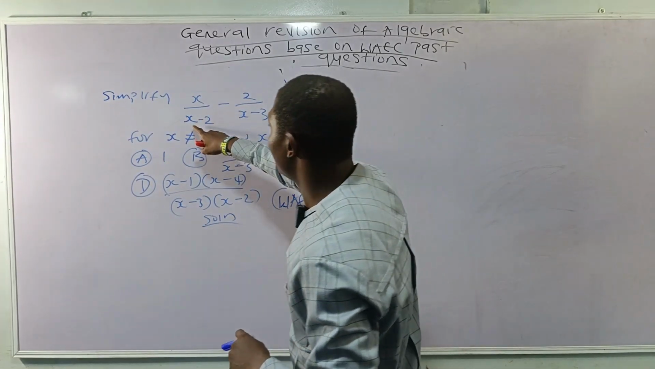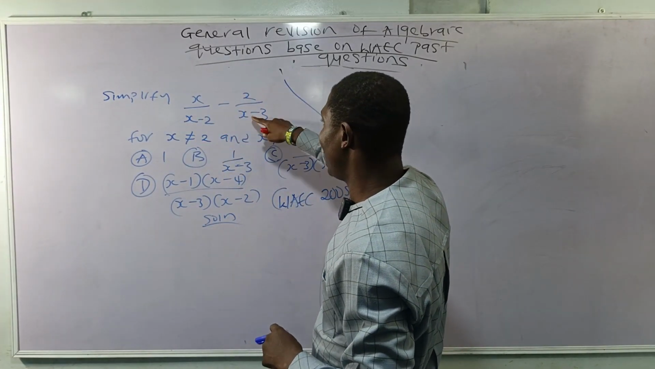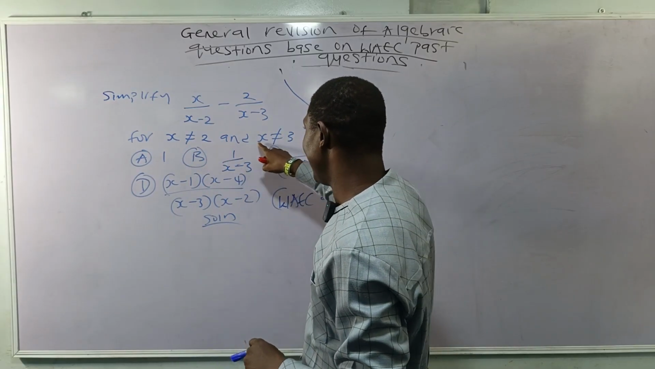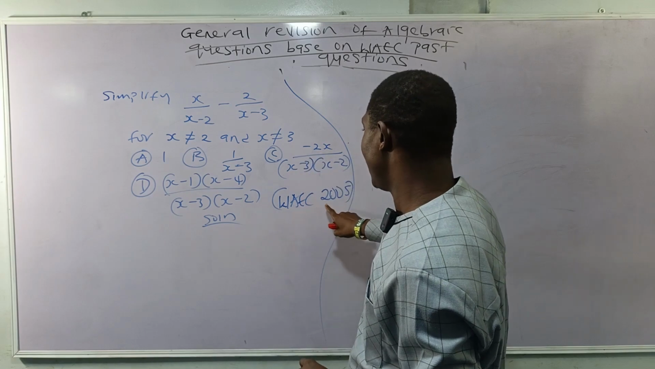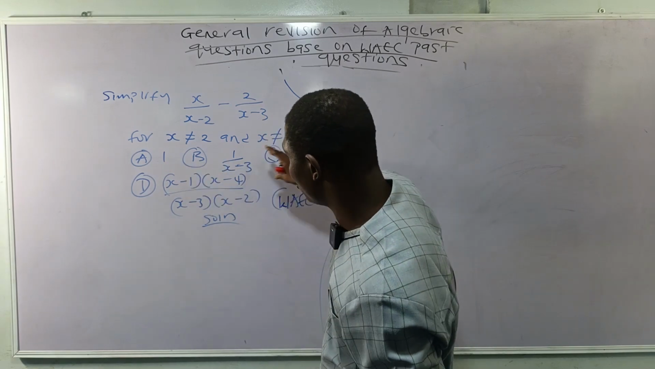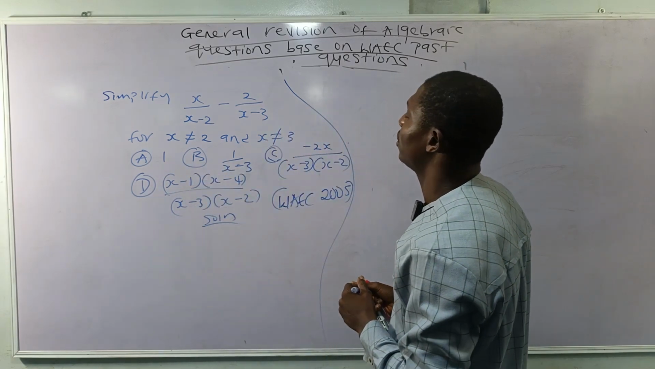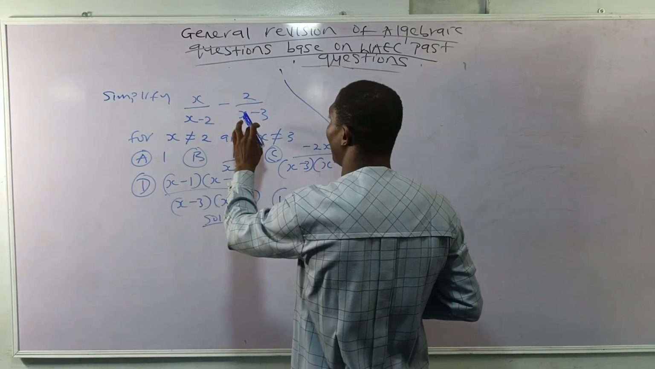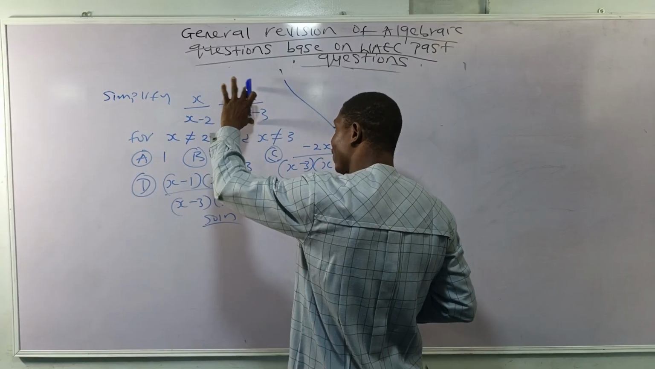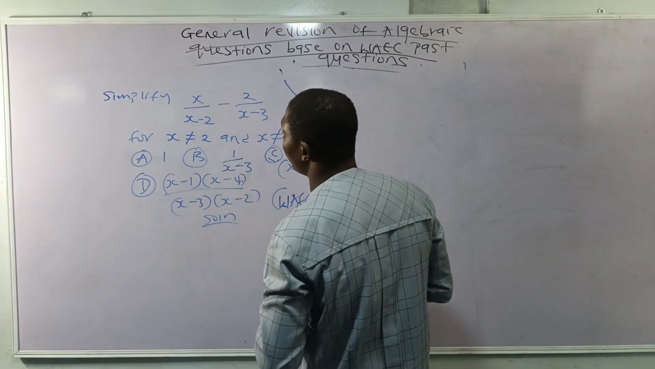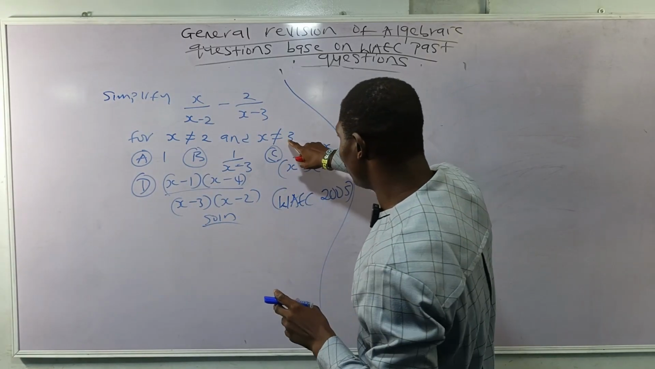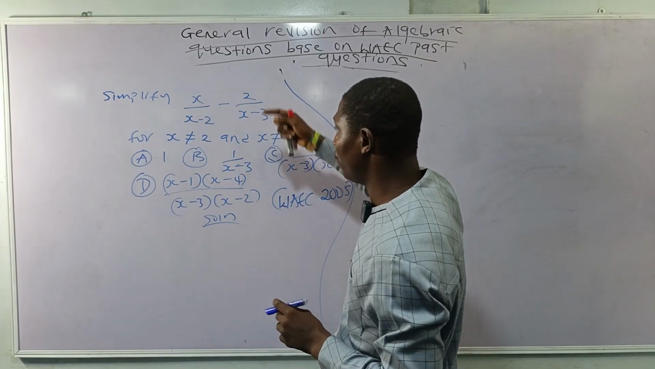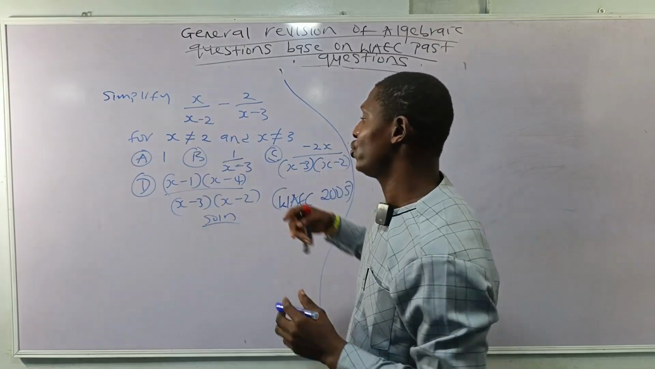We have simplified x all over x minus 2, minus 2 all over x minus 3. And they said for x not equal to 2 and x not equal to 3. This is an objective question, so these are the options. Now remember, if x was equal to 2, this will be undefined. And if this is undefined, automatically undefined subtracting another expression will give you an undefined expression. x is not equal to 3. If this is 3, 3 minus 3 will give you 0, and 2 all over 0 will give you undefined, which makes the entire expression undefined.